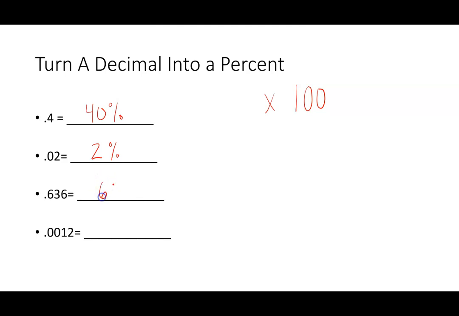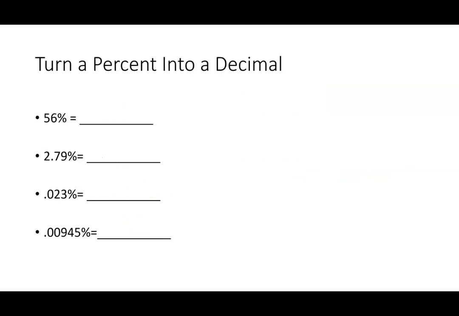0.636 is going to be 63.6%. And finally, two zeros, that's annoying. This is going to be 0.12%. In essence, all I did was move the decimal 2 places. And that's what's nice about multiplying by 100. I can also go the other way.